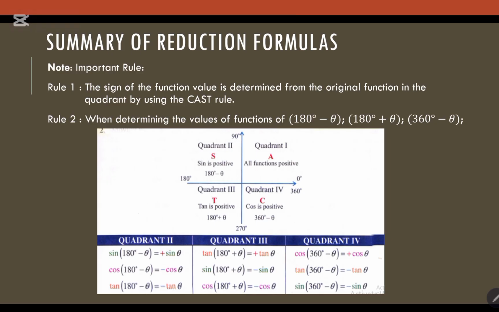So the summary of the reduction formula that we just looked at is as follows. When an angle is found in the second quadrant, the reduction rule is 180 minus theta. When it's in the third quadrant, it's 180 plus theta. When it's in the fourth quadrant, it's 360 minus theta. And therefore, in the first quadrant, all the trig ratios, all the functions are positive.